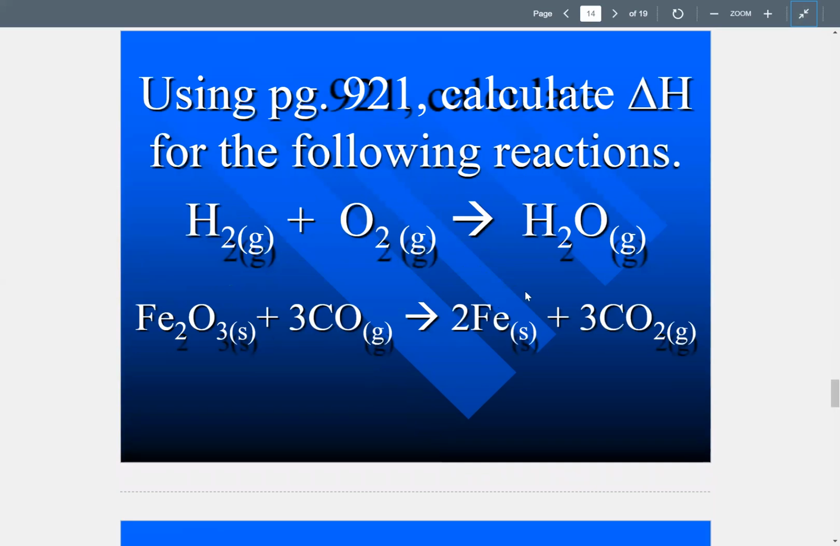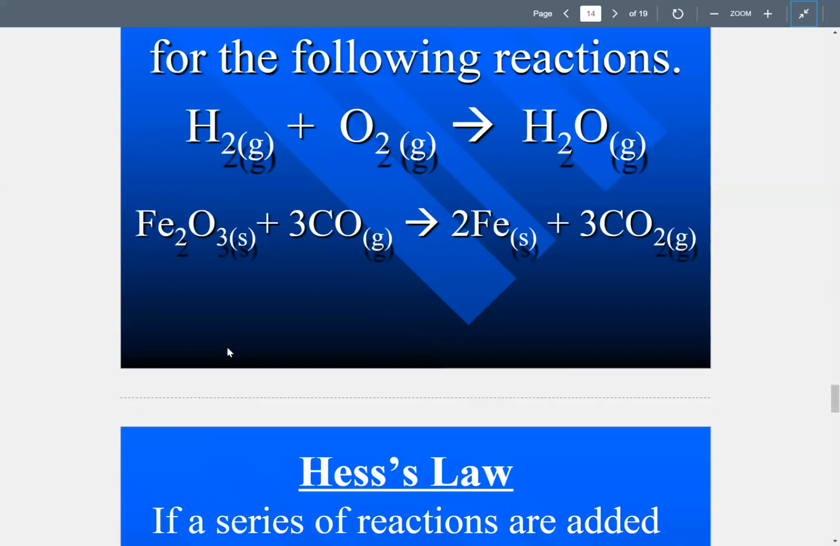So in the case of this, we have water here. The heat of formation of water is going to be the hydrogen and the oxygen going into the water. So if we measure the heat of that, if we look that up, we can then use that in terms of a reaction that also contains water.